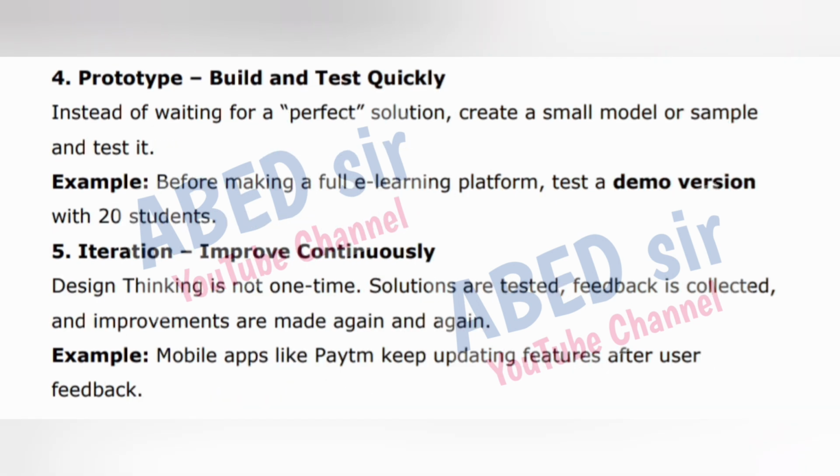4. Prototype, build and test quickly. Instead of waiting for a perfect solution, create a small model or sample and test it. Example, before making a full e-learning platform, test a demo version with 20 students. 5. Iteration, improve continuously. Design thinking is not one time. Solutions are tested, feedback is collected, and improvements are made again and again. Example, mobile apps like Paytm keep updating features after user feedback.